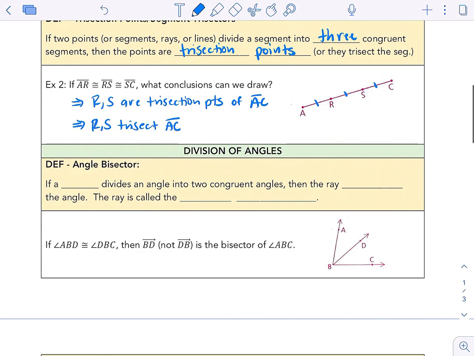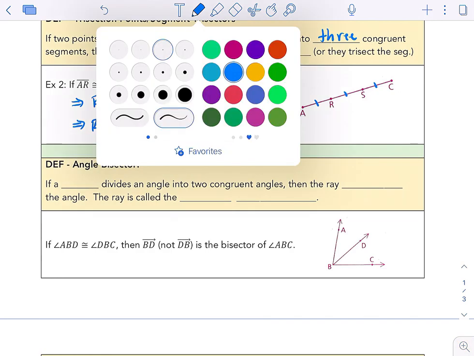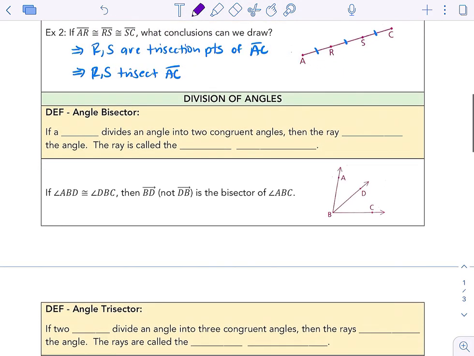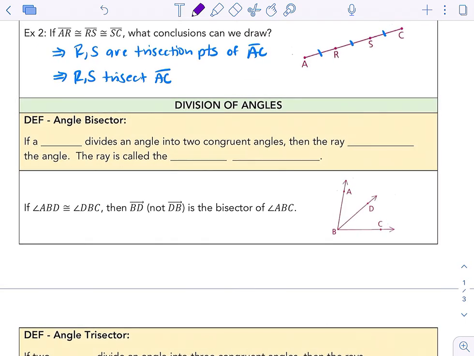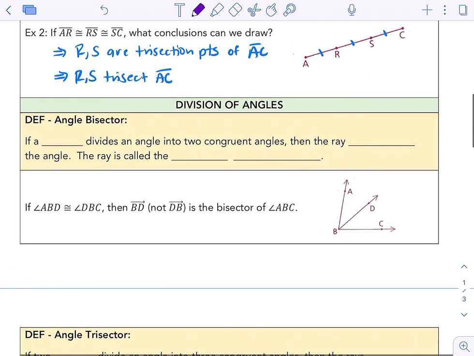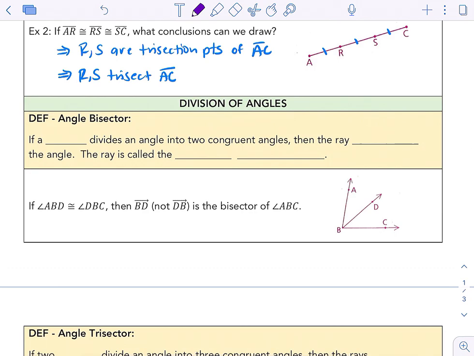So next up, we are going to talk about angles. So let's go ahead and switch colors. This nice purple. So you're going to find there is very similar vocabulary for angles and segments. That's why we want to be extra precise as we're working with this. So for an angle bisector, here is our definition. If a ray divides an angle into two congruent angles, then the ray bisects the angle. And the ray that bisects the angle is called the angle bisector.